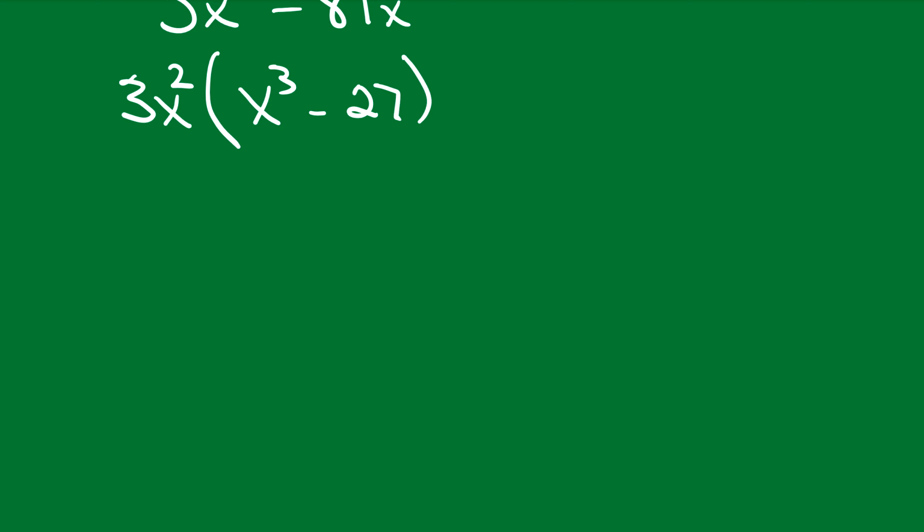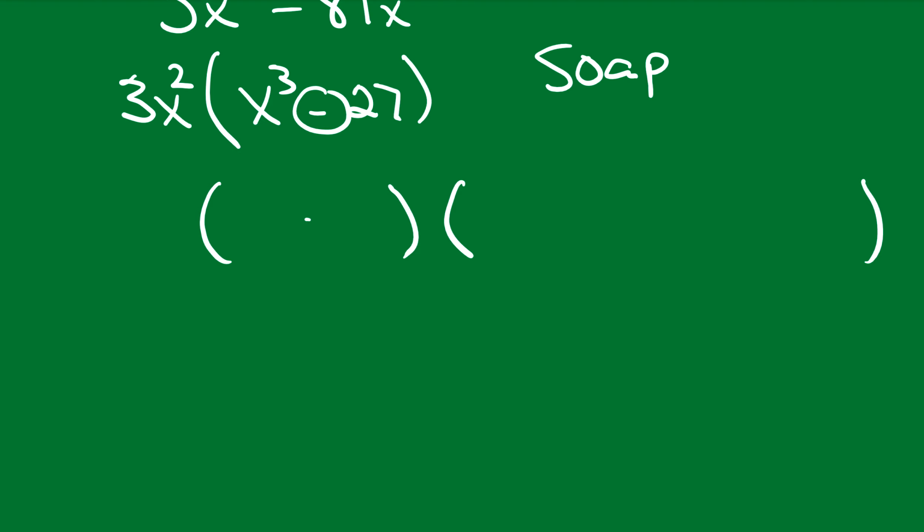That means a difference of 2 cubes comes from a binomial multiplied to a trinomial. And now's the time I want to reach out and grab a little bit of soap and fill in my signs. All right, the sign in the first binomial is going to be the same sign that's in the problem. So this is the minus sign, so it's going to go here.